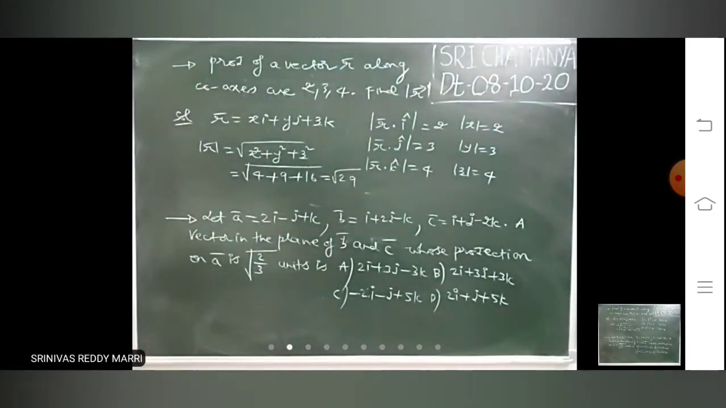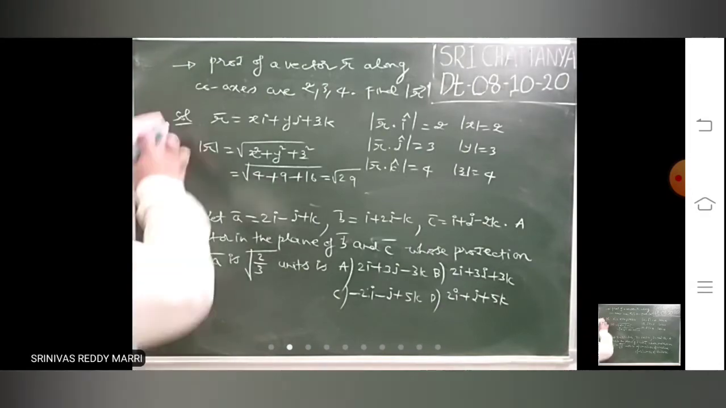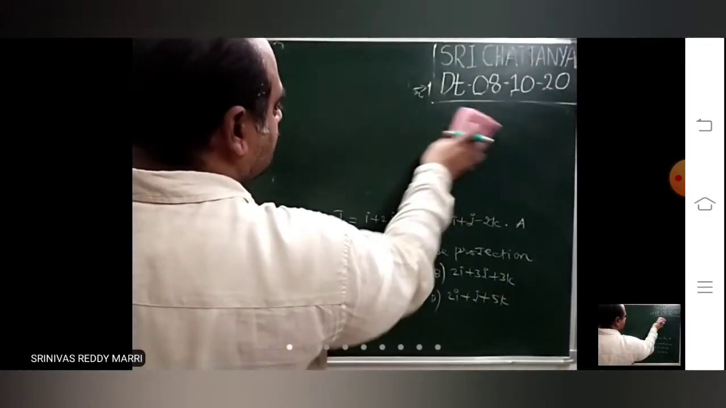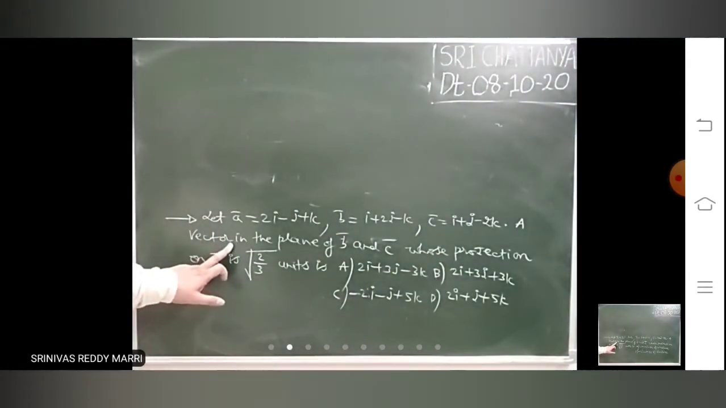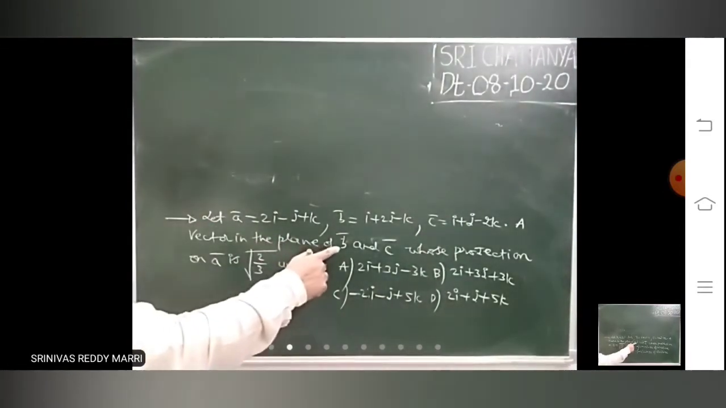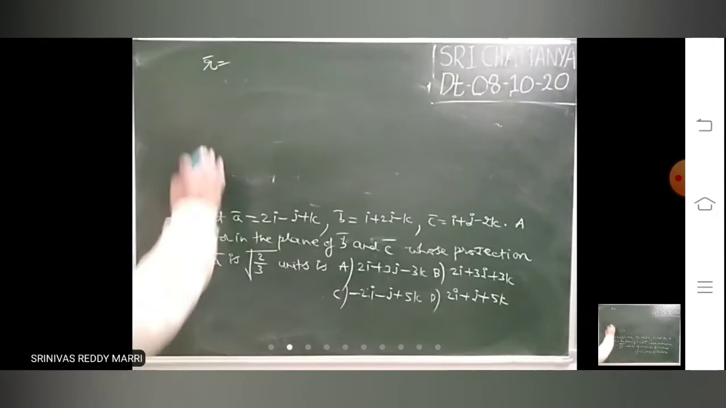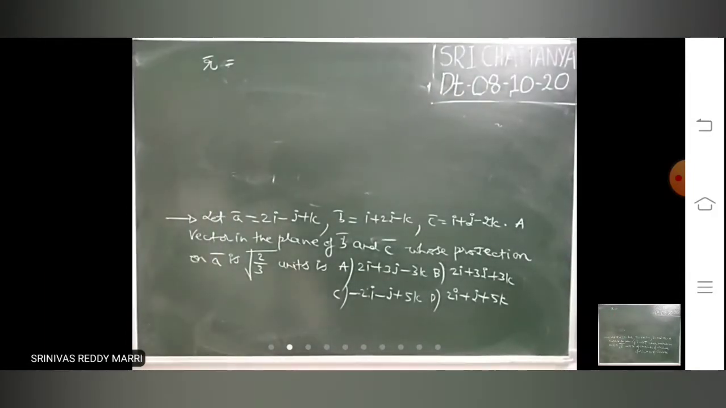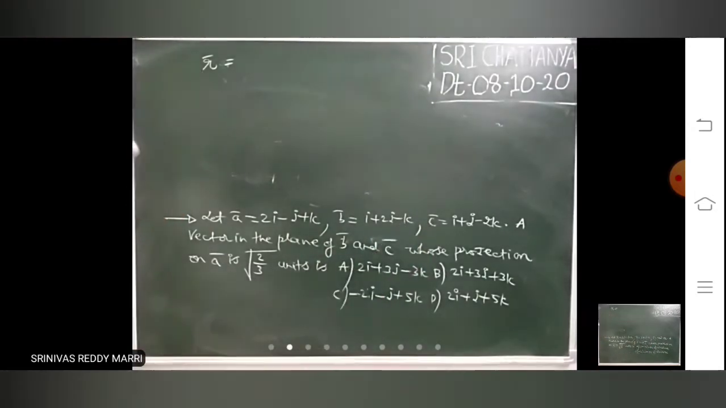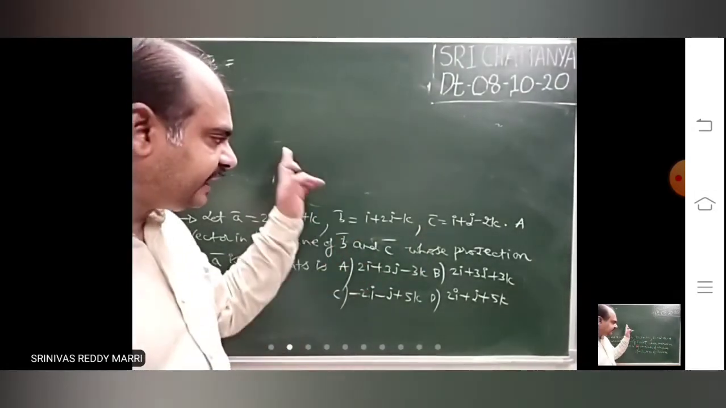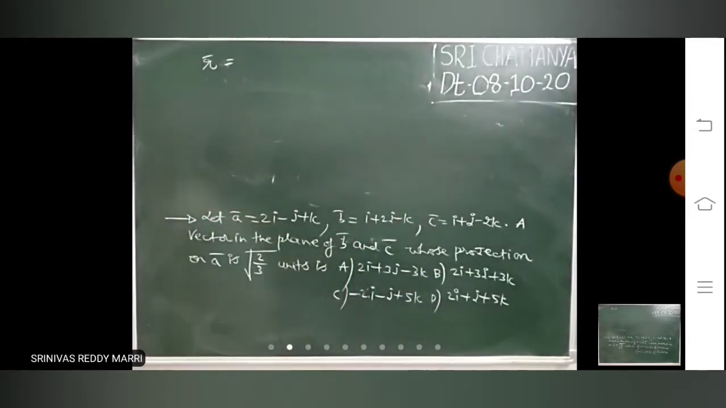Take the options. Look at this problem. Okay, there is a vector you have to find. So let us say the required vector is r bar. You have to calculate r bar. It lies in the same plane of b bar and c bar. That means that vector r bar is coplanar with b bar and c bar.